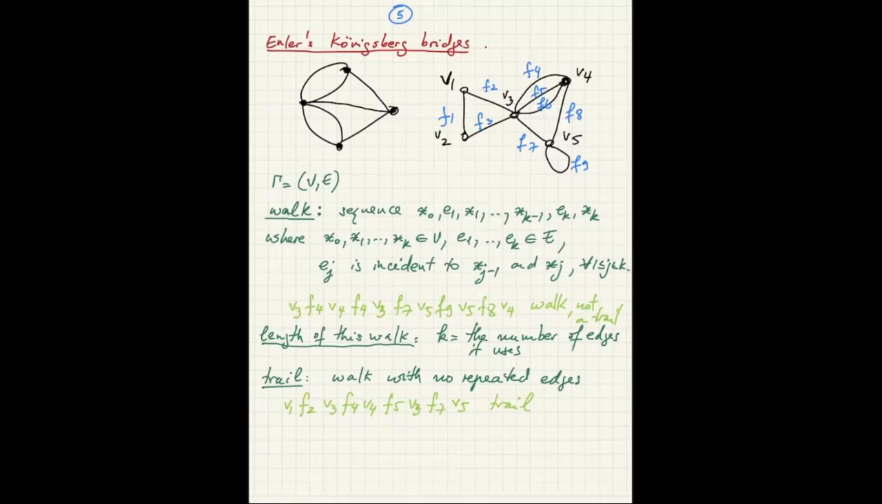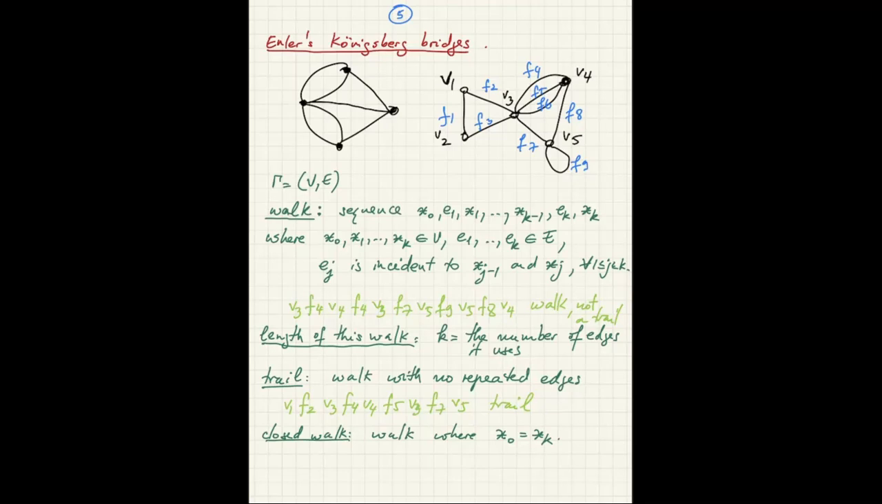And so one more thing before we go, a closed walk, I should mention this, is a walk where the starting point is the same as the last point. So x0 equals xk. So the walk above is not closed because V3 is not V4. And the trail that we describe is also not closed.